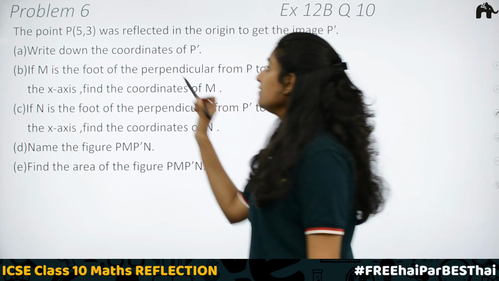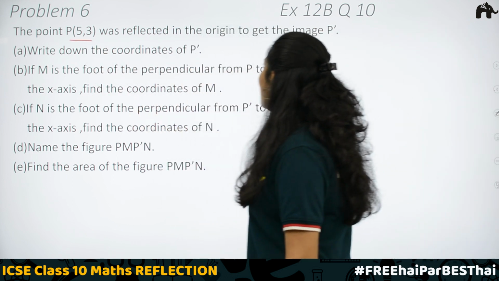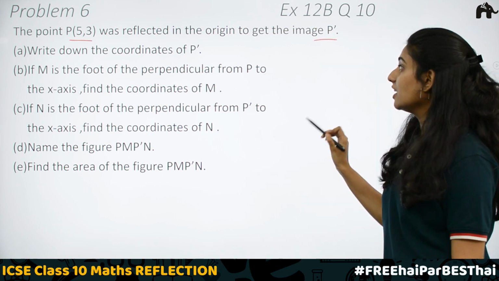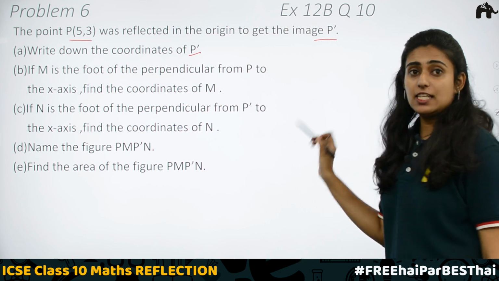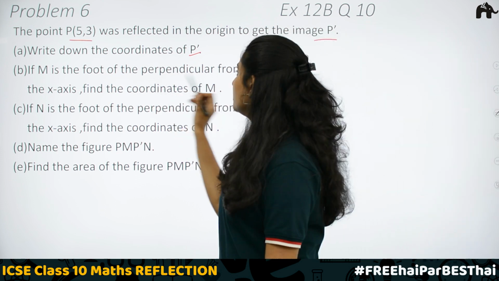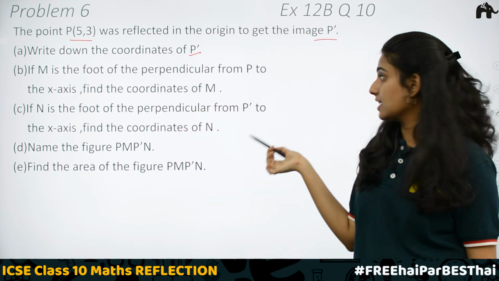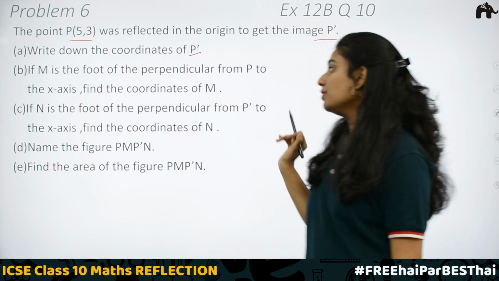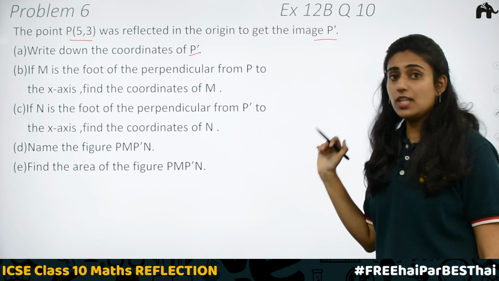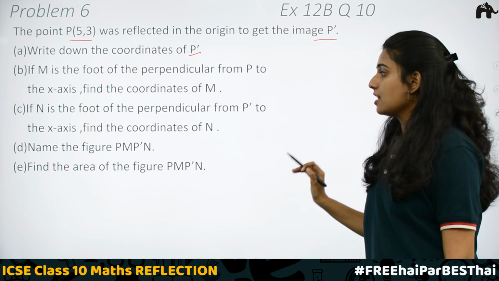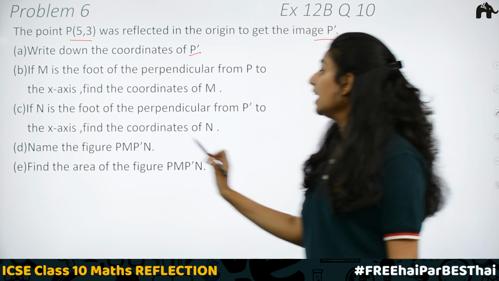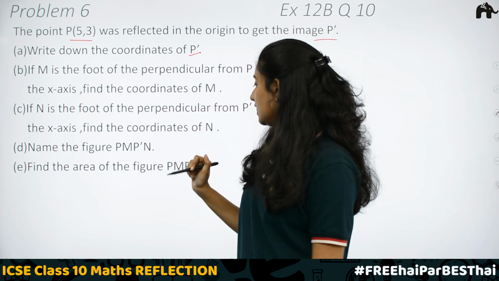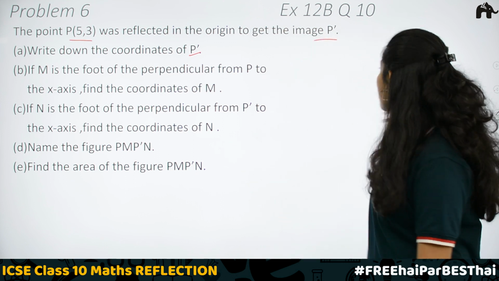The point P (5, 3) was reflected in the origin to get the image P dash. Write down the coordinates of P dash. Second question, if M is the foot of the perpendicular from P to the x-axis, find the coordinates of M. Third, if N is the foot of the perpendicular from P dash to the x-axis, find the coordinates of N. Fourth, name the figure PMP dash N. And the fifth, find the area of the figure PMP dash N.